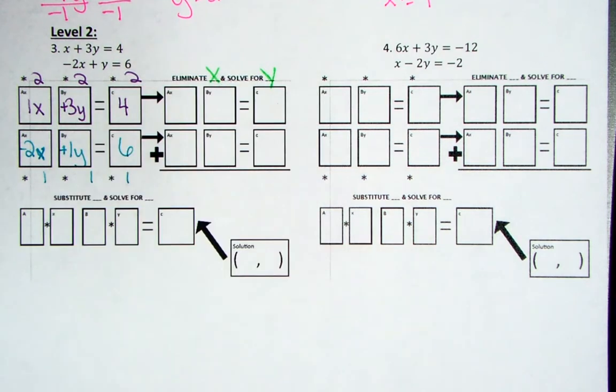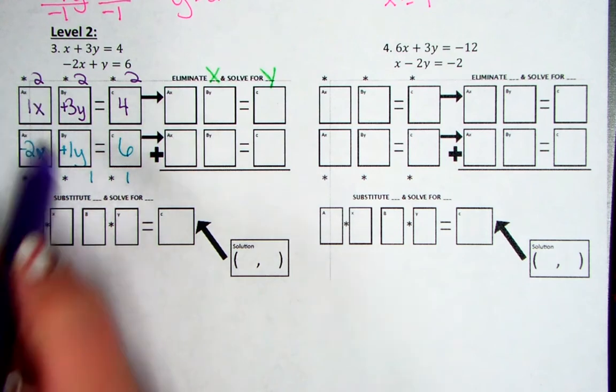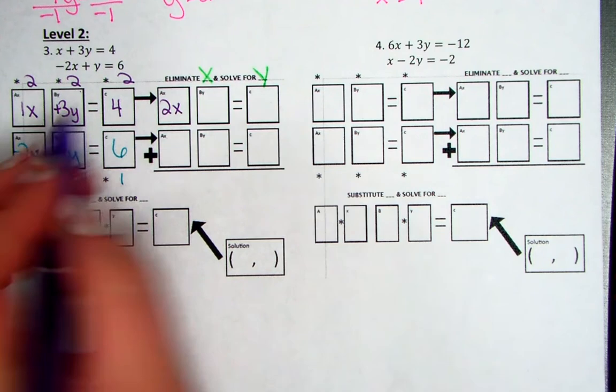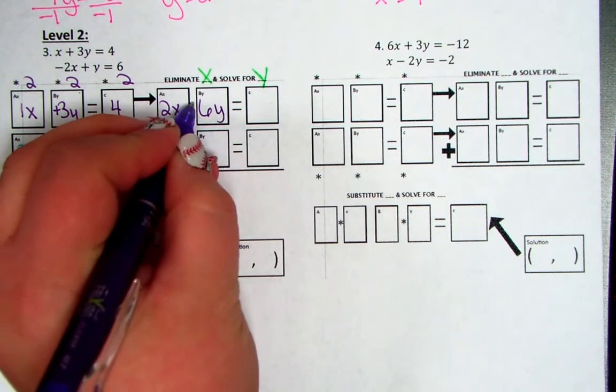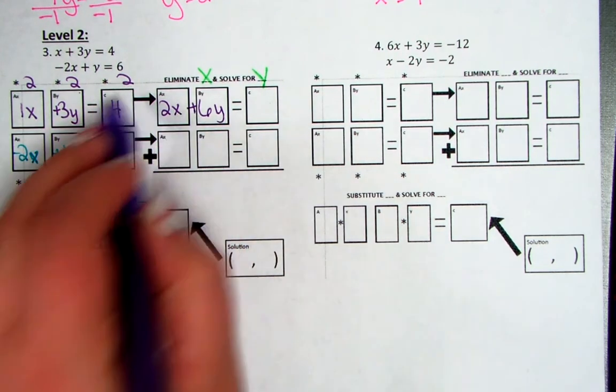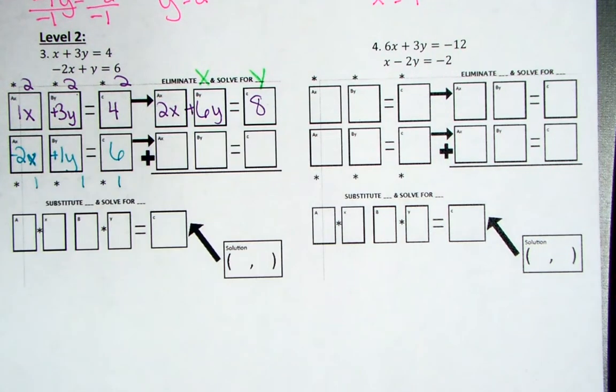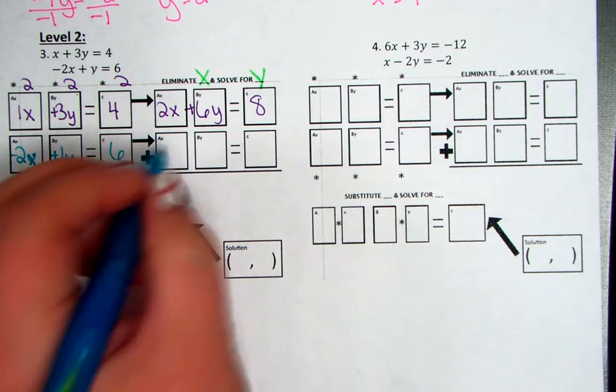That's why we want them to be the same but opposite signs, so that we can solve for y. So 2 times 1x gives me 2x. 2 times 3y gives me 6y. 2 times 4 gives me 8. And since I'm multiplying by 1 across the bottom, nothing's changing.